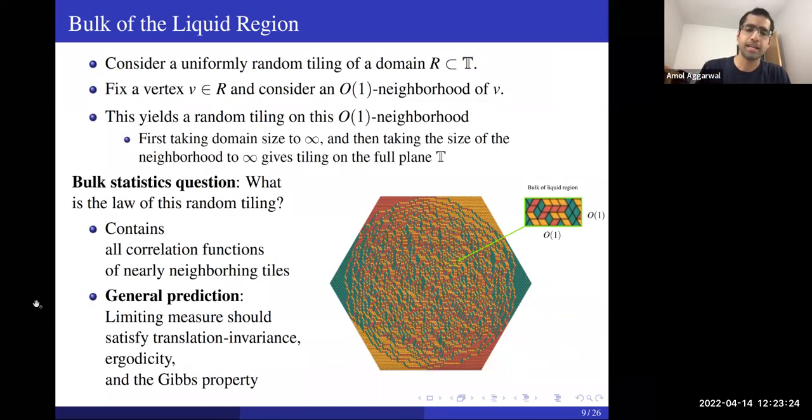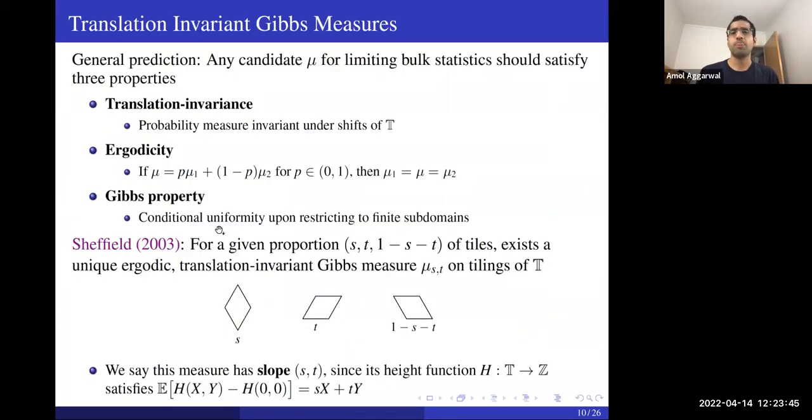This in particular contains all sorts of correlation functions of nearby tiles. The general prediction is that the limiting measure that I should see on this infinite plane should satisfy three properties, which are known as translation invariance, ergodicity, and the Gibbs property. Let me explain what those are. So again, the general prediction is that any candidate mu for some bulk statistics or local statistics should satisfy three properties.